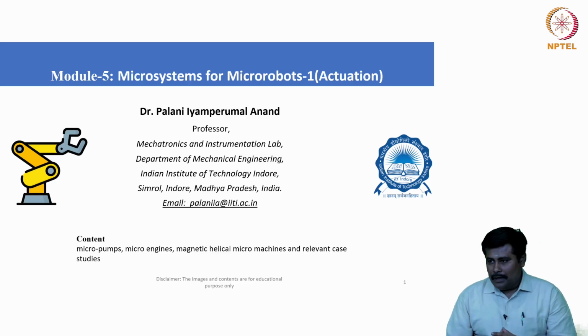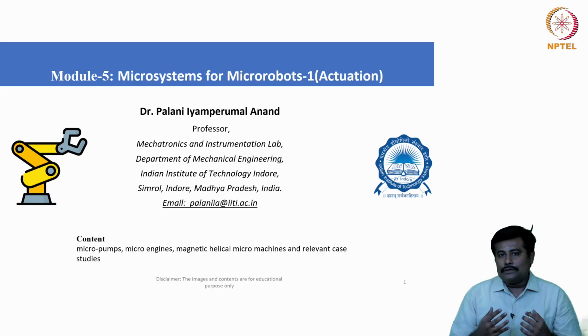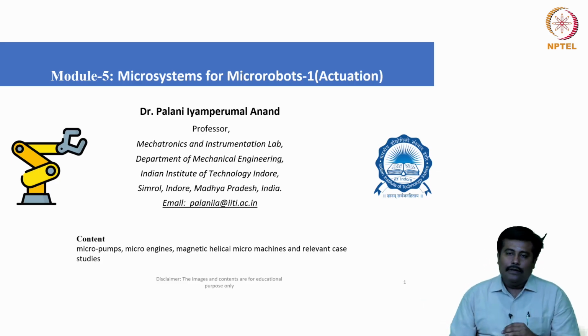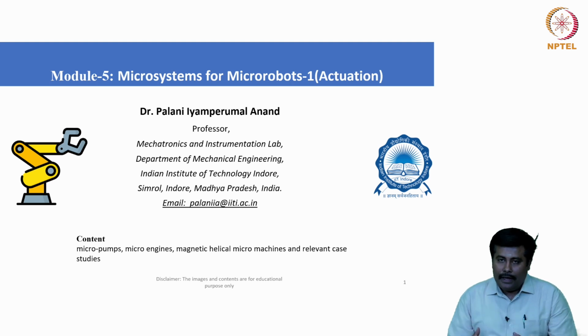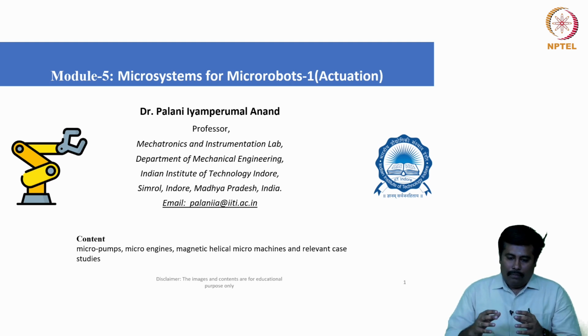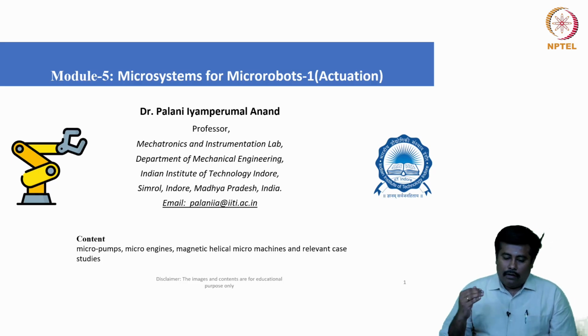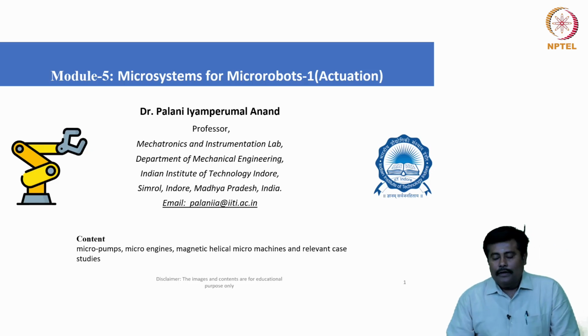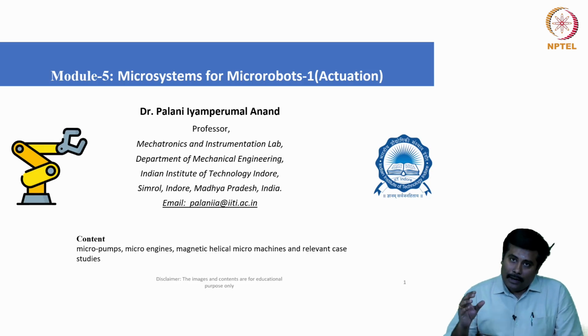In this module, we will discuss the different microsystems available for microrobotic applications. We will also discuss some of the key case studies deployed for these applications. For a better understanding, I have divided these modules of microsystems for microrobotic applications into 3 categories: one towards actuation, the other towards manipulation, and the third towards integration.